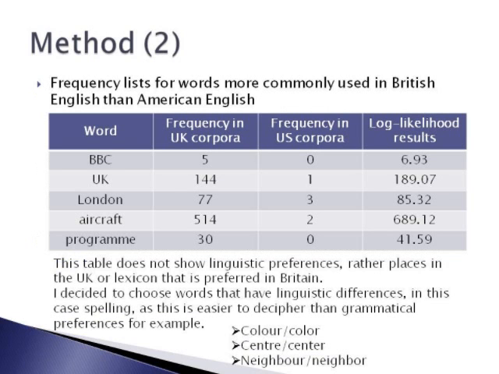Here is a frequency list for words more commonly used in British English than American English. The results do not show linguistic preferences, rather places in the UK or lexicon that is preferred or more frequently used in Britain. Instead, I decided to use words that have linguistic differences, in this case spelling, as spelling differences are easier to decipher with single words than grammatical preferences, for example. I decided on the words colour, centre and neighbour, as all 3 have a preferred spelling in British English and American English.